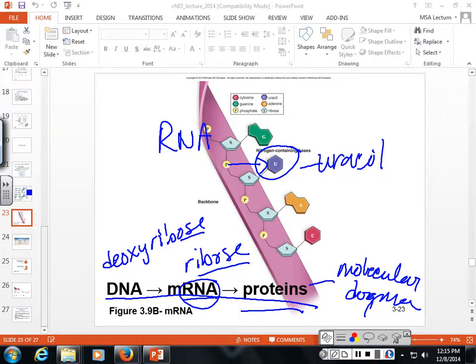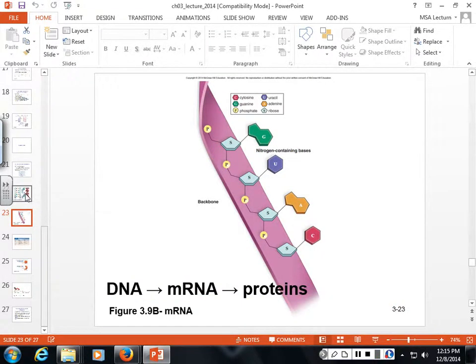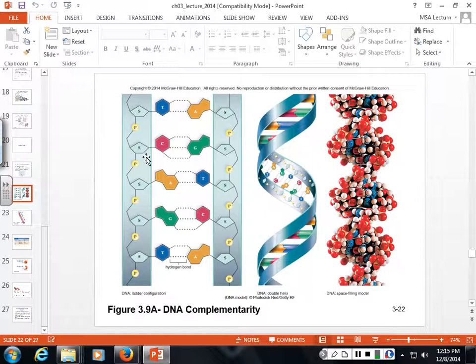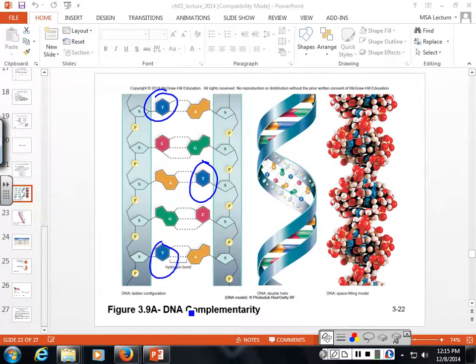Go back to DNA. Do you see any U's here? No, we only have T's. That is thymine. So DNA always has T's and RNA always has U's. That's how we can tell them apart.